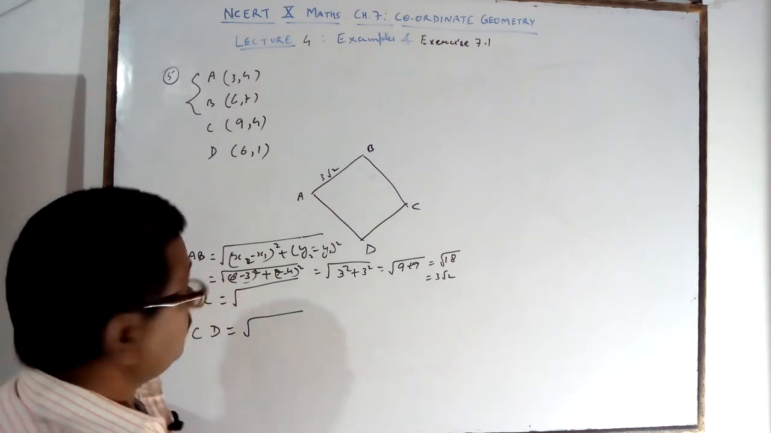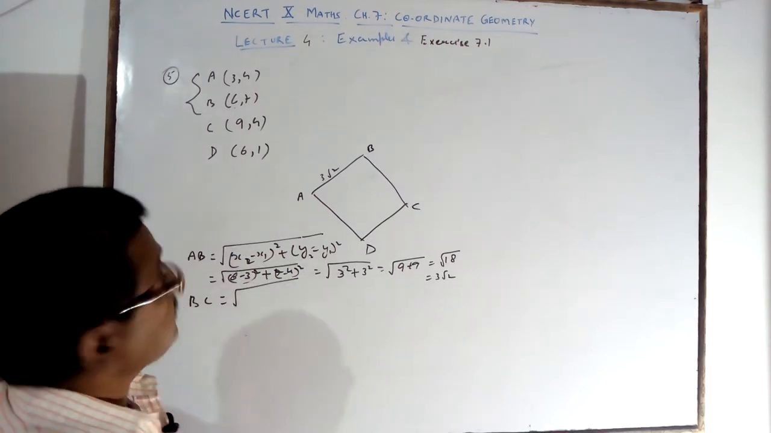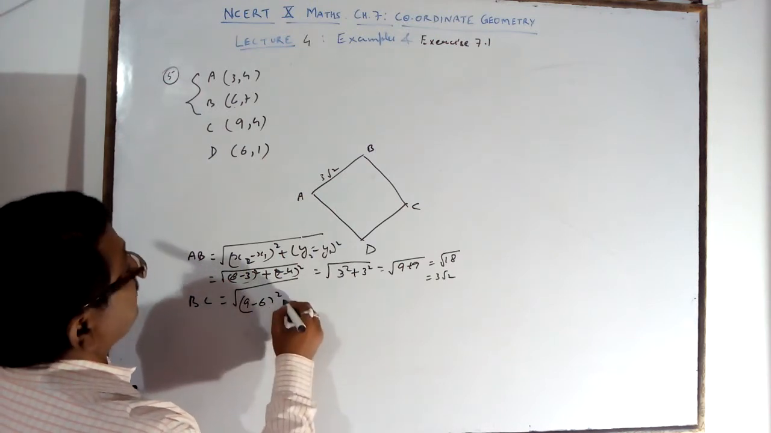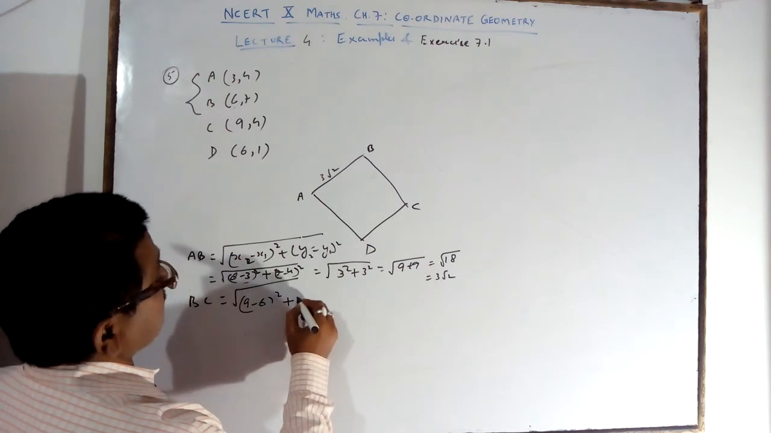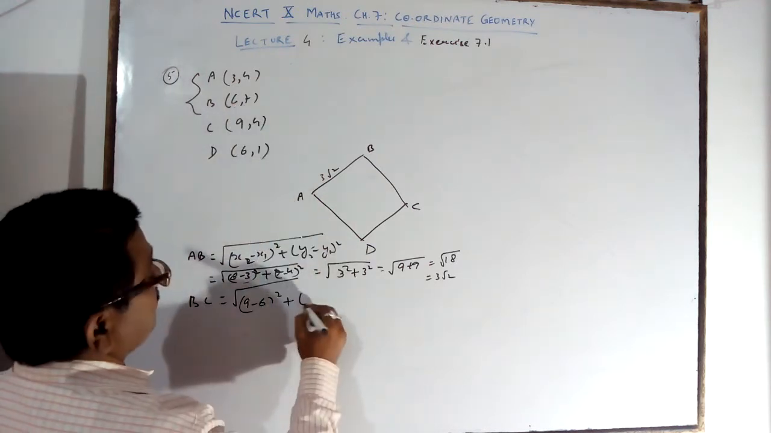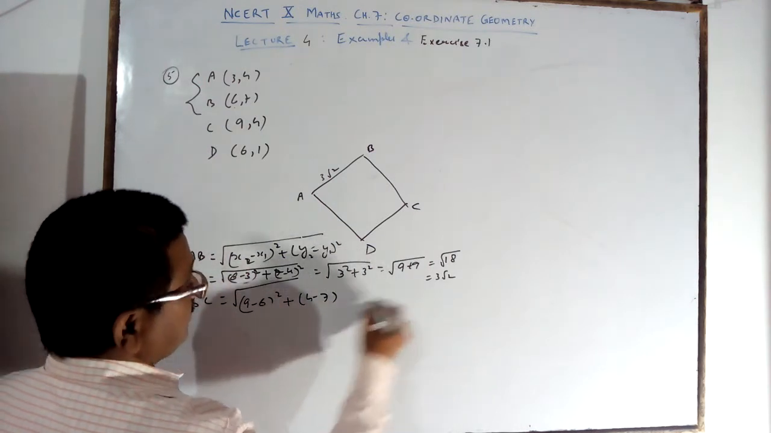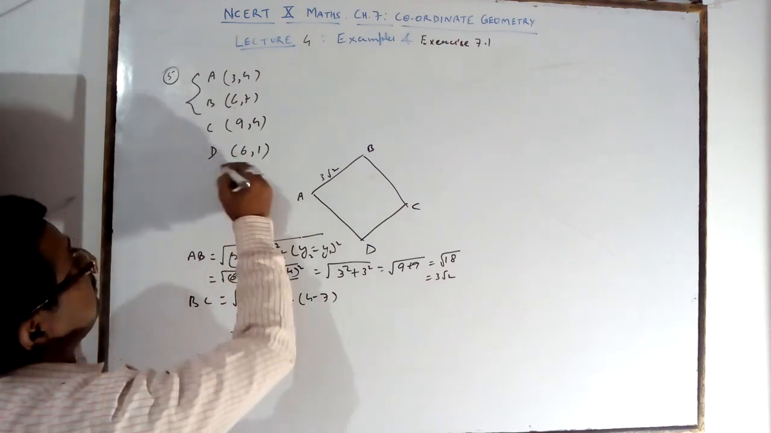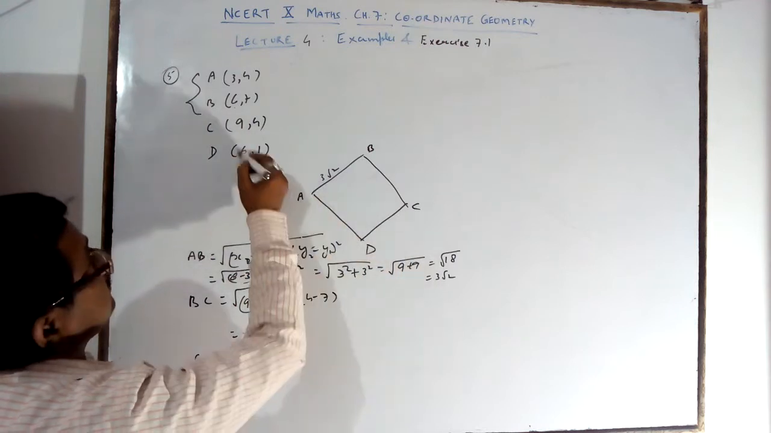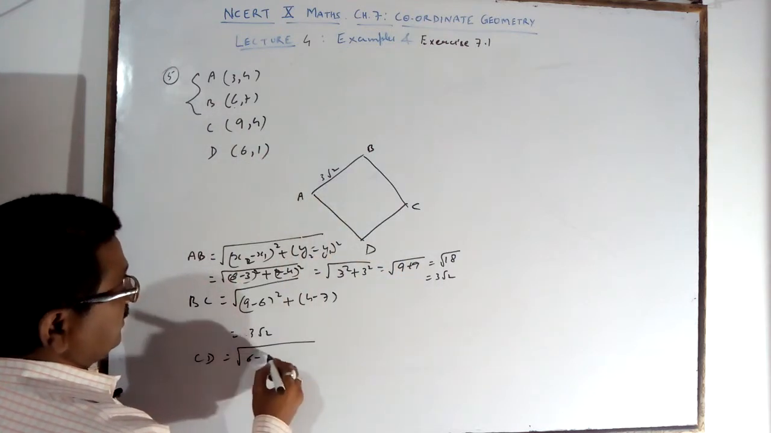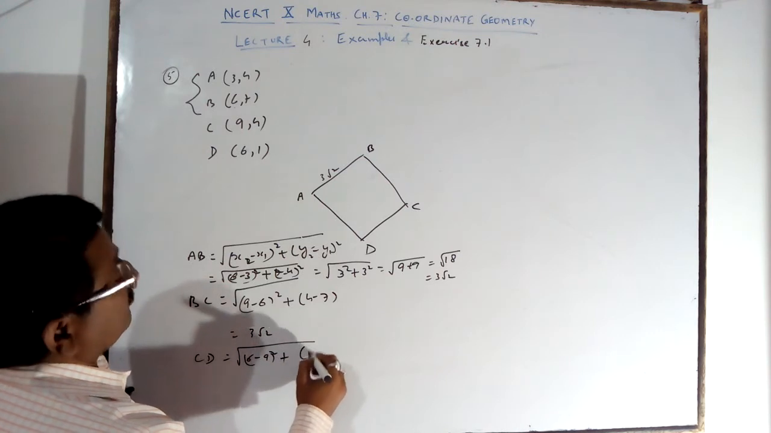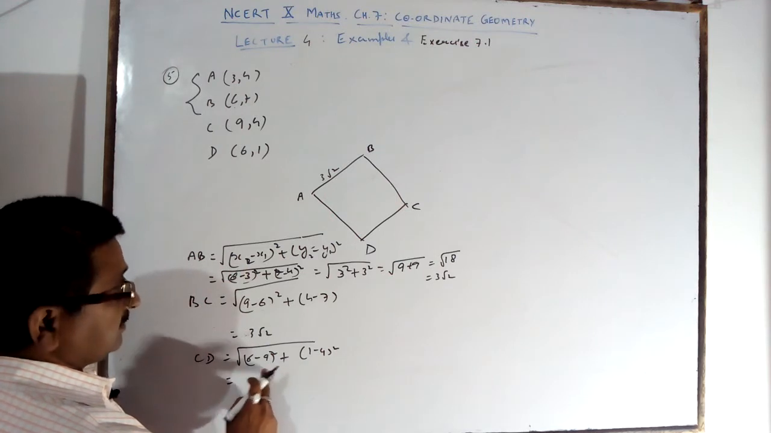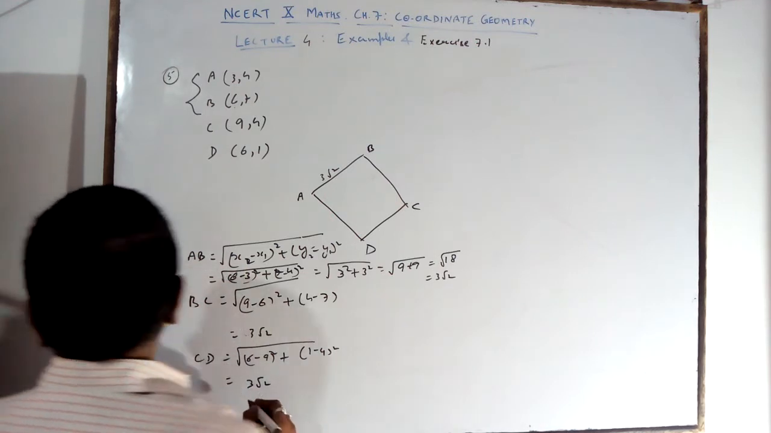For BC you find out. What will you get when you take BC by the distance formula? So 9 minus 6, again plus 4 minus 7. Again you will get the same thing, 3 root 2. That is BC. Then CD you find out. CD is 6 minus 9 whole square plus 1 minus 4 whole square under root. Your answer: minus 3 square is 9, and minus 3 square is also 9. Again you will get 3 root 2.